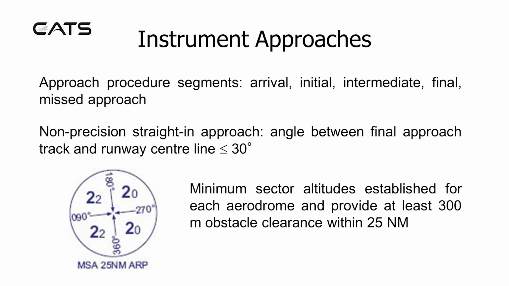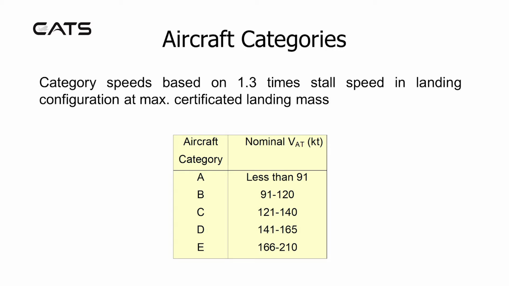Instrument approaches. The approach procedure segments are arrival, initial, intermediate, final, and missed approach. For a non-precision straight-in approach, the angle between the final approach track and runway centerline is less than or equal to 30 degrees. Minimum sector altitudes are established for each aerodrome and provide at least 300 meters obstacle clearance within 25 nautical miles.